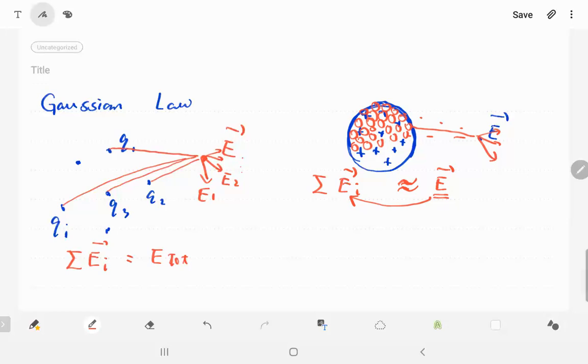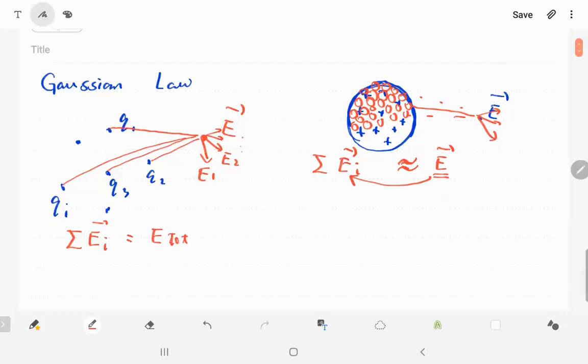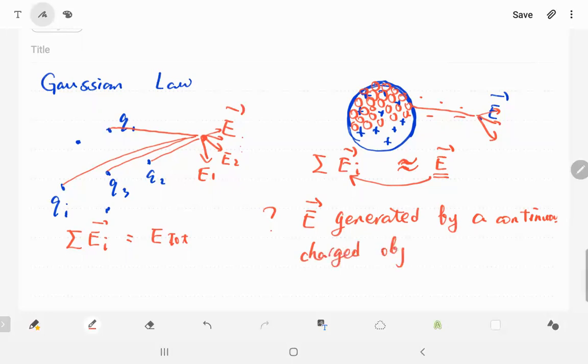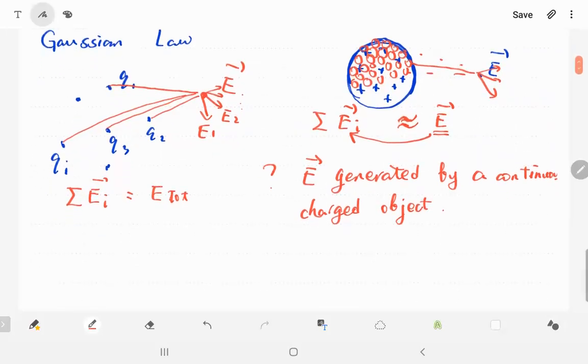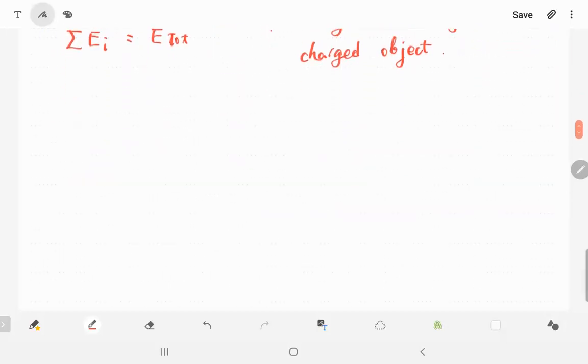Do we have another way to calculate the electric field generated by a continuous charged object? So the question is the electric field generated by a continuous charge object. Okay, then actually we have a method. This method is called Gaussian's law.